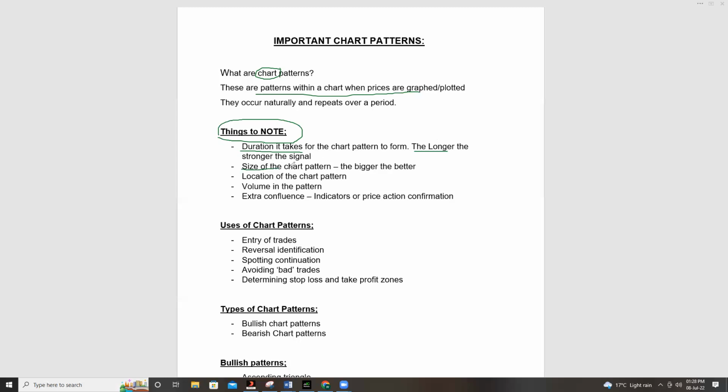Then we have the size of the chart pattern. The size of the chart pattern is very important. The bigger the chart pattern, the better.